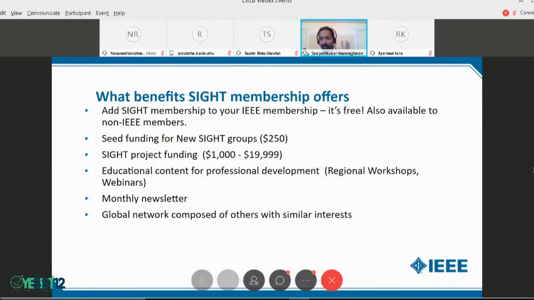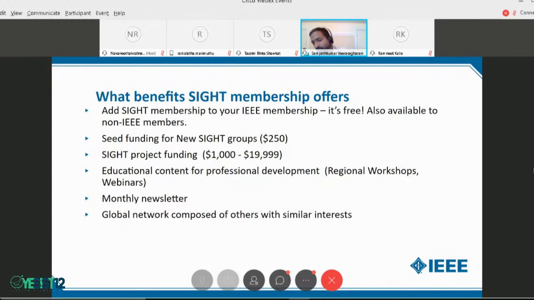Okay, so we spoke about the holistic benefits. Let's talk about specifically what the core benefits are. IEEE SIGHT membership is free, and typically, once you register as a SIGHT member, six IEEE members can join hands together to create a SIGHT group. And once you have a SIGHT group, we provide up to $250 as a seed fund.